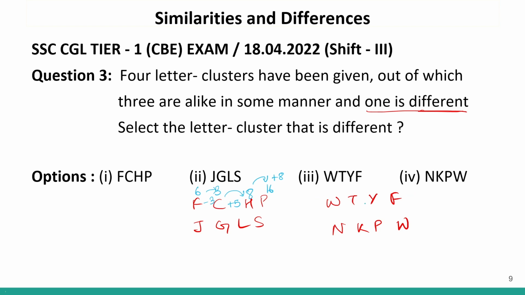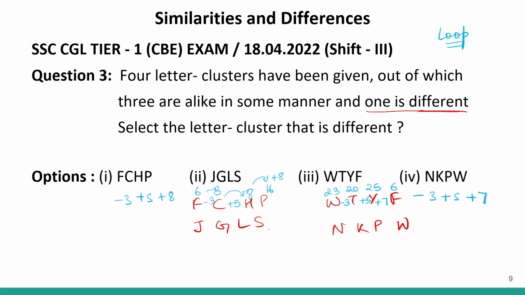Let us check for WTYF. W is ranked at how much? W is 23, T is 20, Y is 25, and F is 6. Correct? Here I can see a reduction of -3. Here I can see an addition of 5. And here I can see an addition of 7 positions. Right? We use the concept of loop, if you remember. Now, the other two series follow either this logic or that logic, right? This is -3 plus 5 then plus 8, and this is -3 plus 5 plus 7.